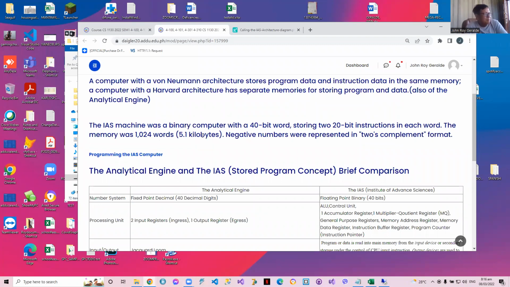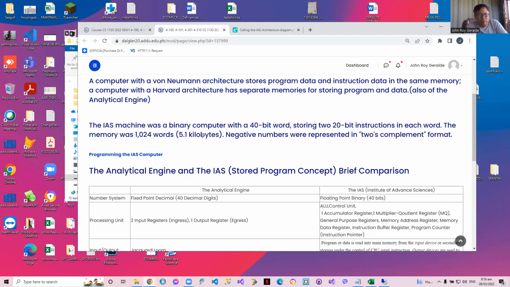Why is it strange? Because you are going to use a program differently from data. Okay? What's the whole point then? Why not use a 40-bit word and a 40-bit instruction set? Bakit hindi lang 40 tsaka 40?